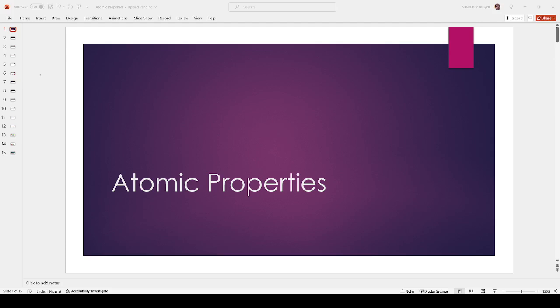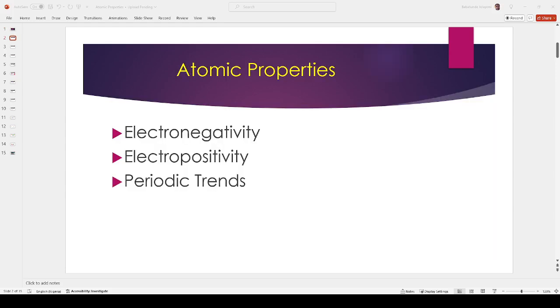In today's class, I will explain some other atomic properties in the periodic table. You will remember that in the previous video, I explained the atomic size and the ionic size of elements in the periodic table. But today we shall look at electronegativity, electropositivity, and their trends in the periodic table. Don't forget that metals are electropositive in nature, whereas non-metals are electronegative in nature. However, without much ado, let's get started.